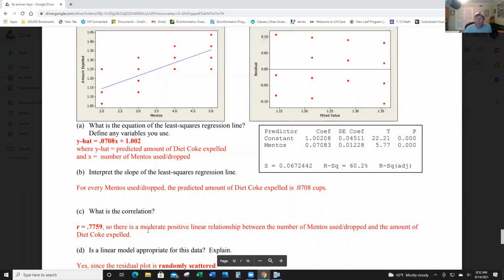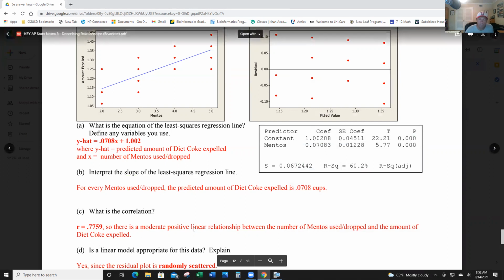So remember the 3 words: moderate, positive, and linear. Remember, it's strong, moderate, mild. So strong is 0.8 to 1, or if it's negative, negative 0.8 to negative 1. Moderate, 0.6 to 0.8. Or for the negative one, negative 0.6 to negative 0.8. Okay, and then mild is in between 0.6 and negative 0.6. There's a moderate positive linear relationship between the number of Mentos dropped and the amount of Diet Coke expelled.